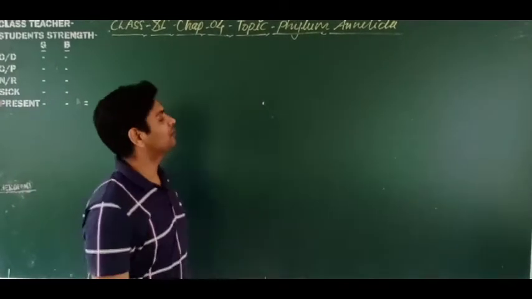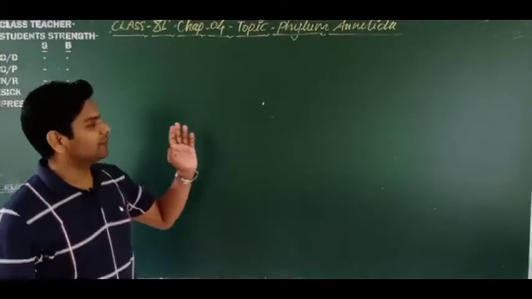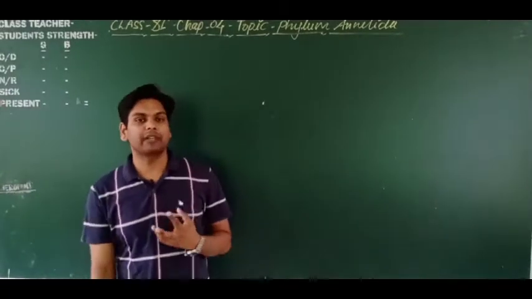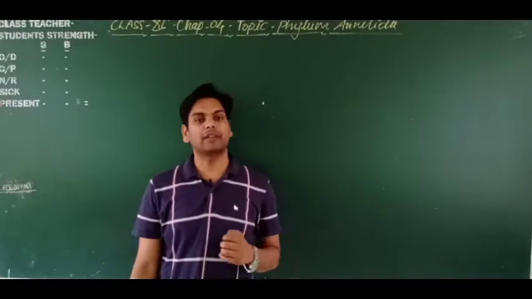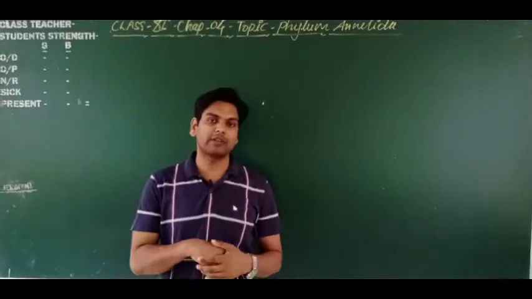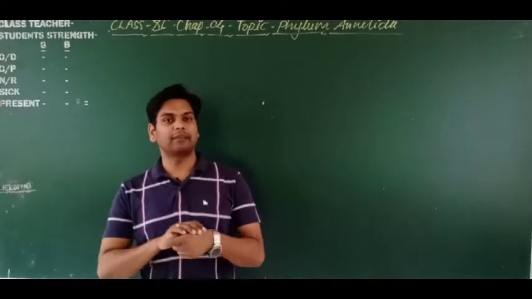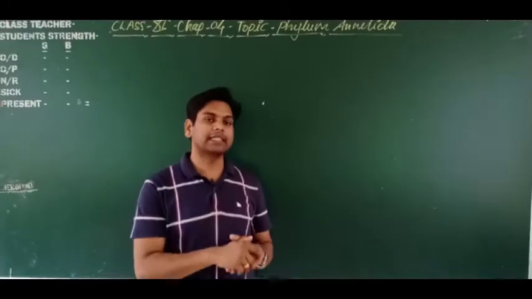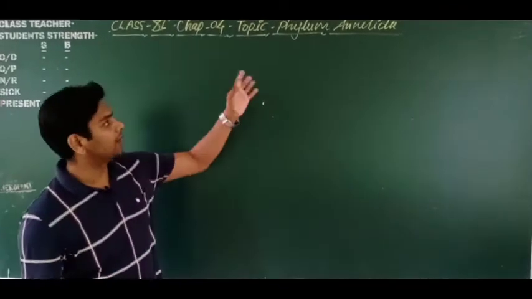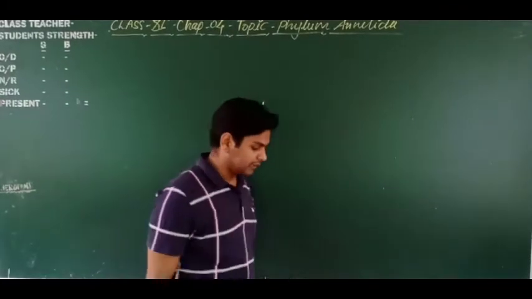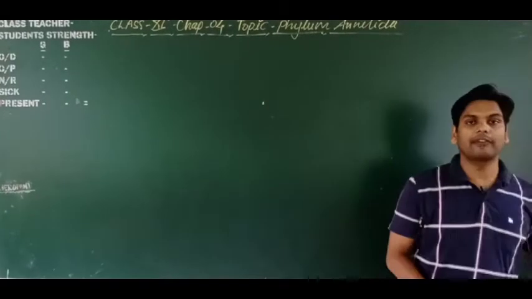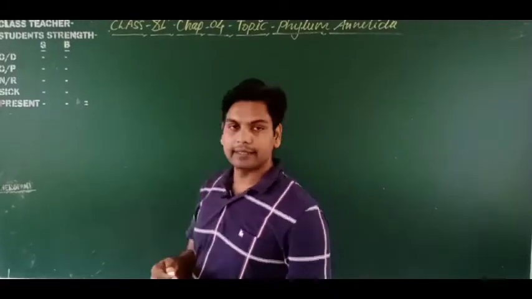This is the video series of chapter number 4. In this series, we are discussing the different phylums. So we have discussed the phylum Porifera, phylum Coelenterata, phylum Ctenophora, phylum Platyhelminthes, phylum Aschelminthes. Now the next one is the phylum what? Phylum Annelida.